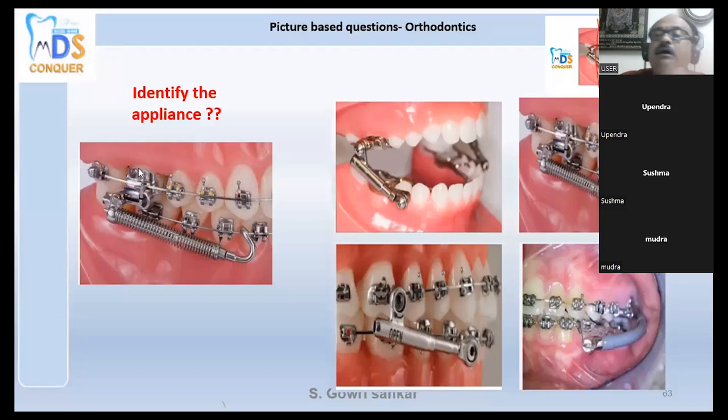maxillary molar. In Herbst appliance, piston and tube mechanism, no spring will be there. And both sides at posterior and anterior in maxilla and mandible, if you can see, it is directly attached to the tooth.